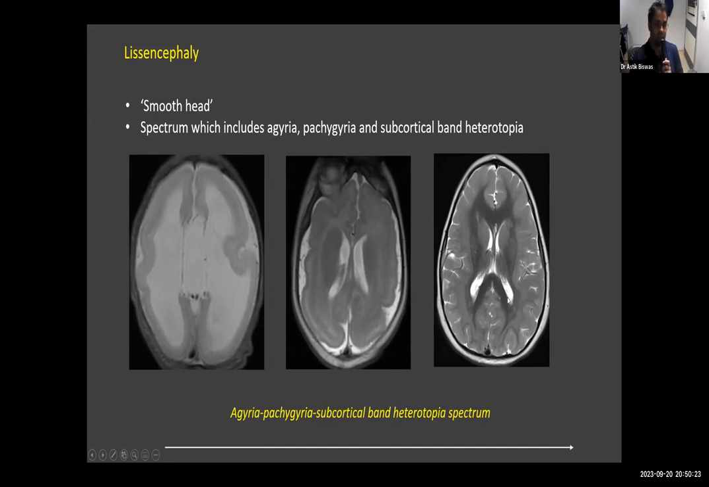And finally, this is subcortical band heterotopia, and we can appreciate that posteriorly, especially. This is the subcortical U fibers, which are T2 dark, and then again, this thick band of tissue that is isointense to the cortex that represents the subcortical band heterotopia.